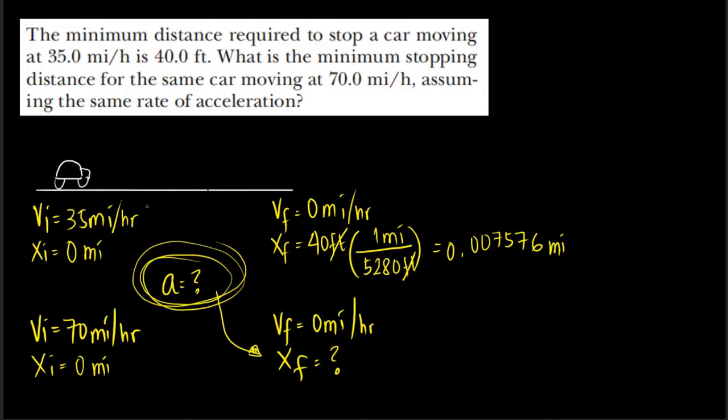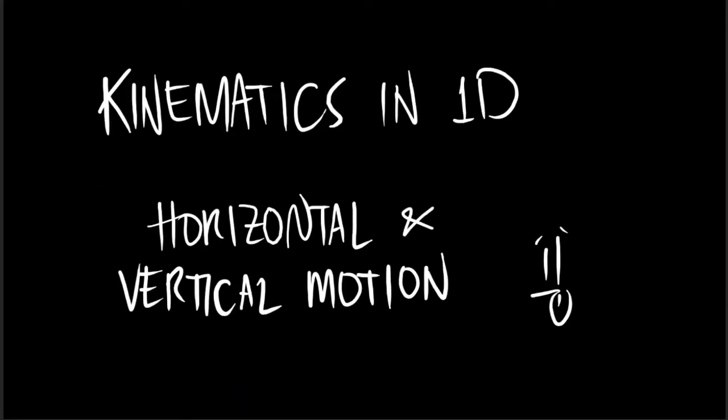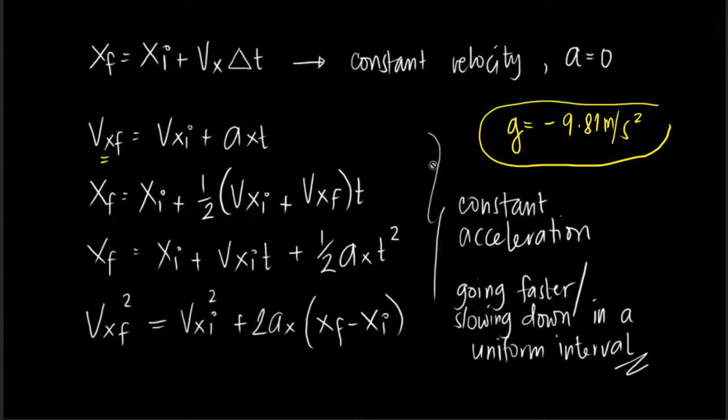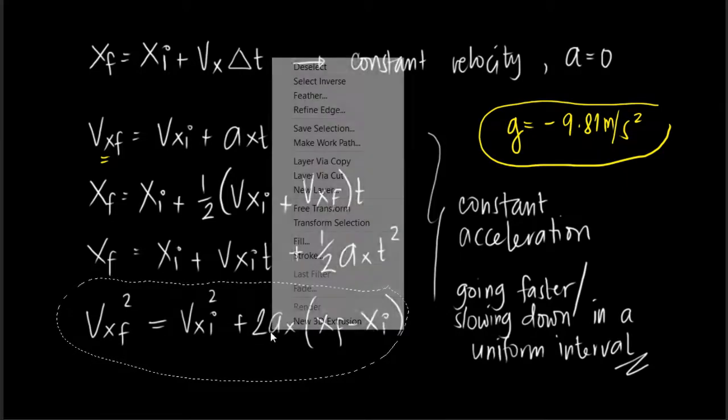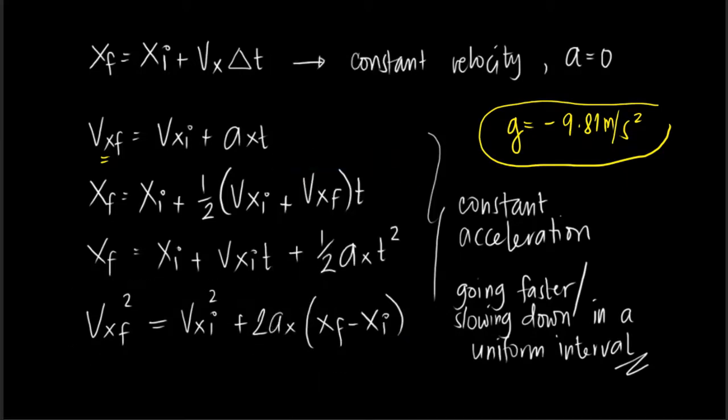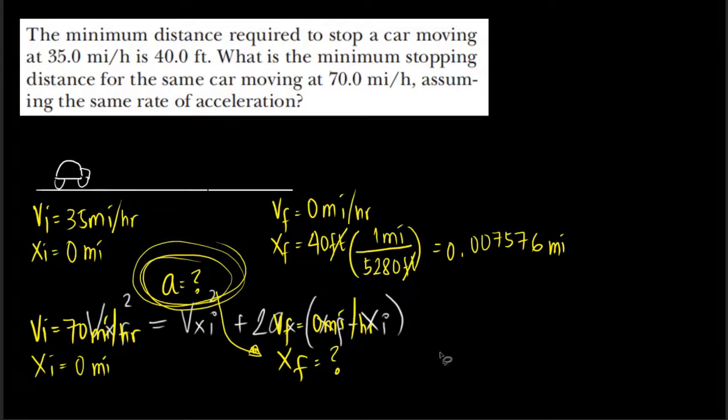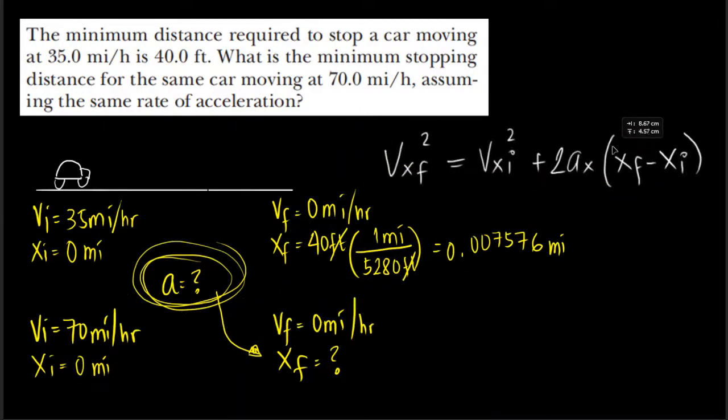Remember all the givens: VI, VF, XI, XF. Let's go back to the formulas. In our formulas, all of them have T for time, except one. So, of all of them, the only one we can use is this one. And we are going to copy this into our solution here.